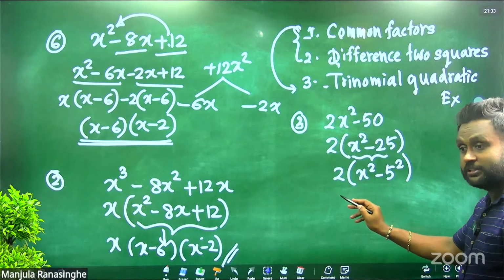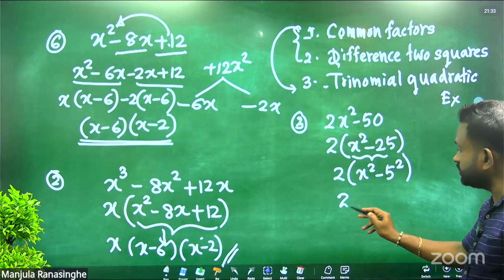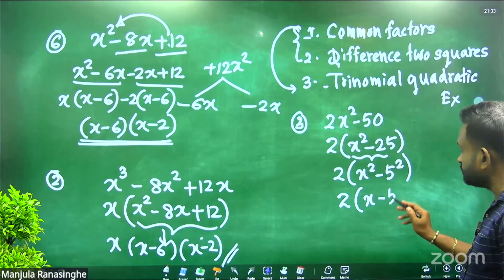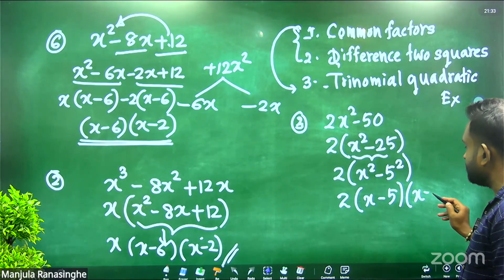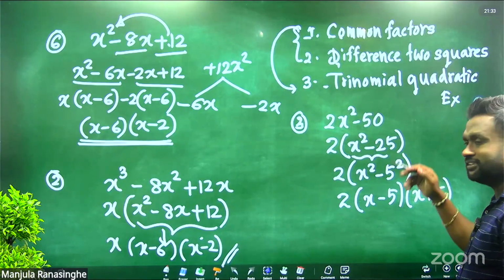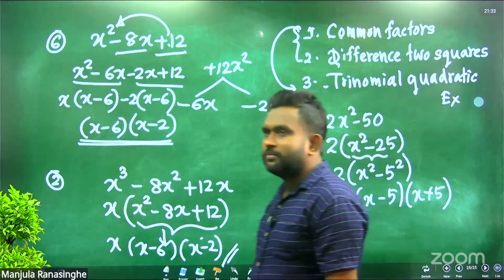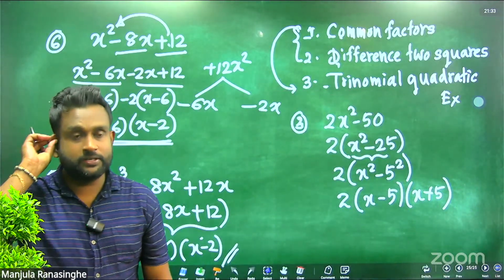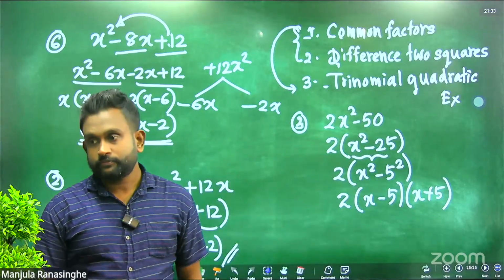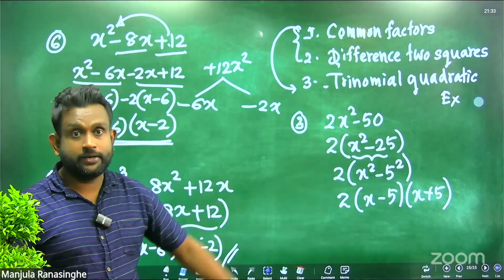Right, 2 remains as it is. 2 into x minus 5, x plus 5. This appeared in 2024, I think. This one, I think: 2x squared minus 50. Nearly an exam question. Here, two things are dealt with, right, as I mentioned.